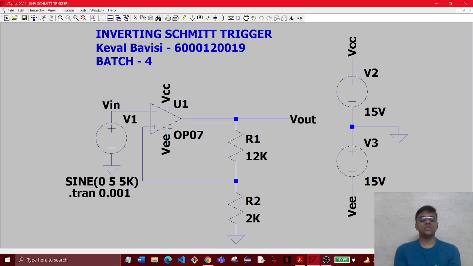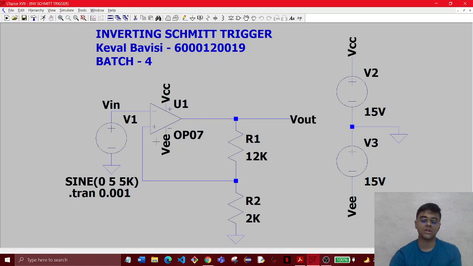The main advantage of the Schmidt trigger is that it has two reference voltages: an upper threshold voltage and a lower threshold voltage. The upper threshold voltage is useful for lower to higher transitions, and the lower threshold voltage is useful for higher to lower transitions. As we can see over here, the input is given at the inverting terminal, hence it is an inverting Schmidt trigger.